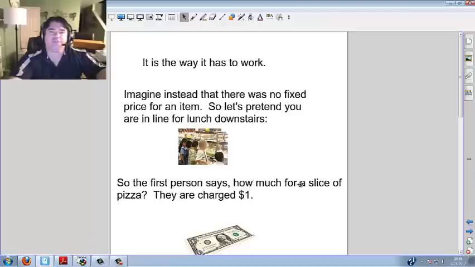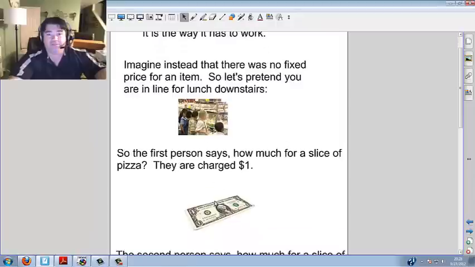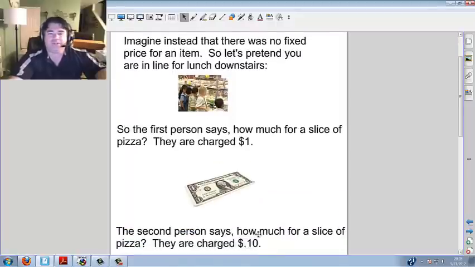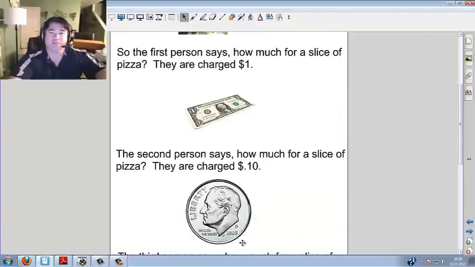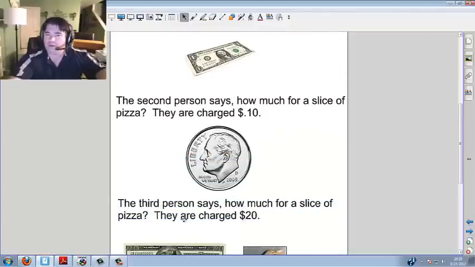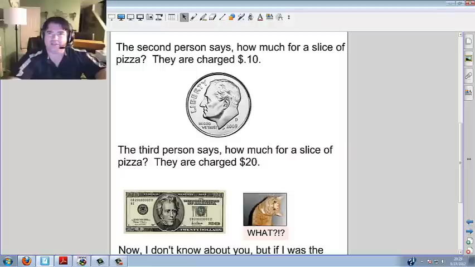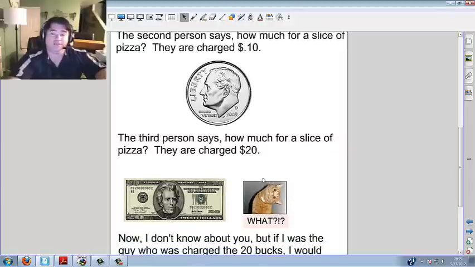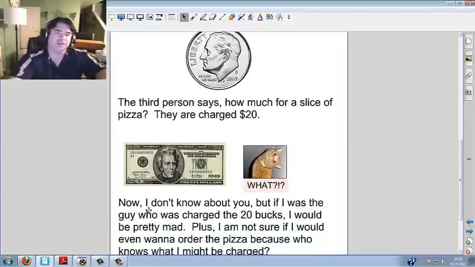So the first person says, "How much for a slice of pizza?" Let's say they're charged $1. All right, it's a good value. Now the second person comes up and says, "How much for a slice of pizza?" And they're charged 10 cents. That's really good. But then the third person says, "How much for a slice of pizza?" And they're charged $20. Yeah, even the cat's confused here.